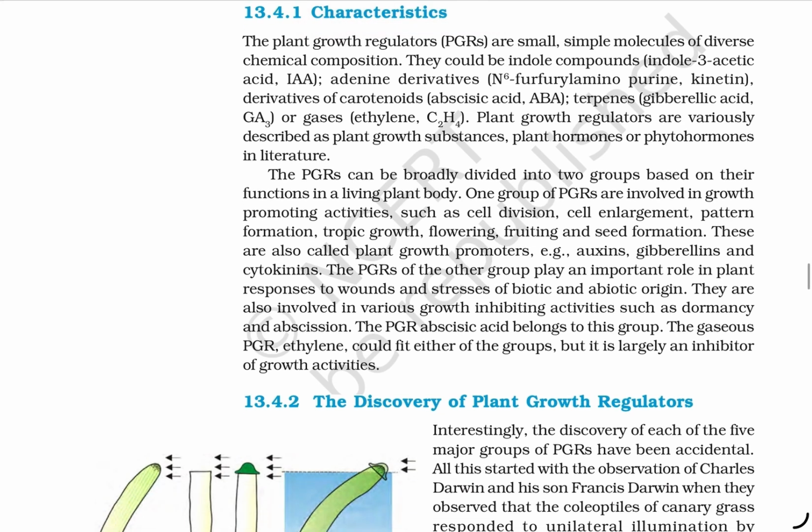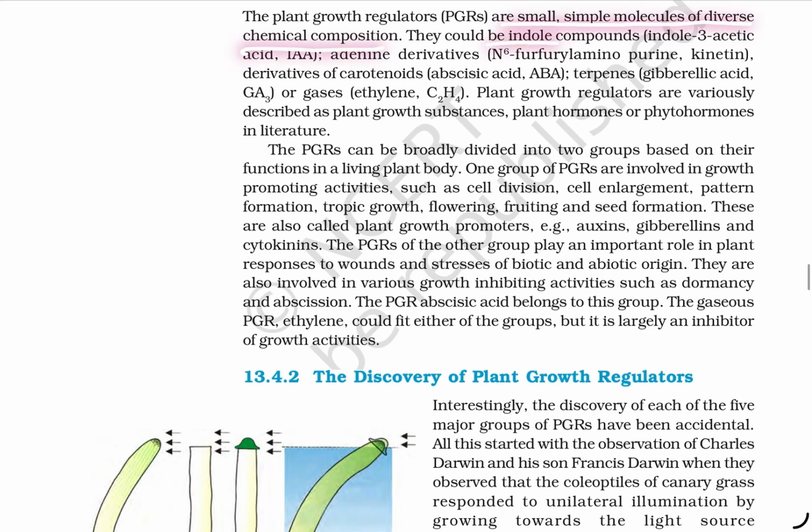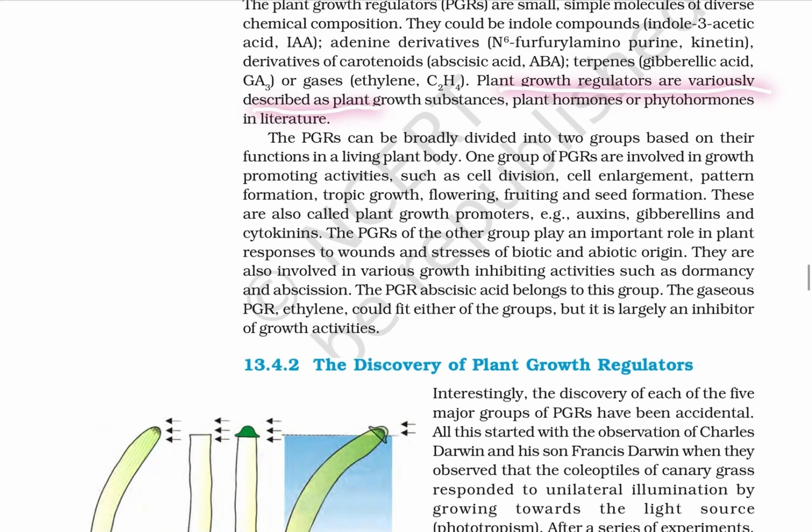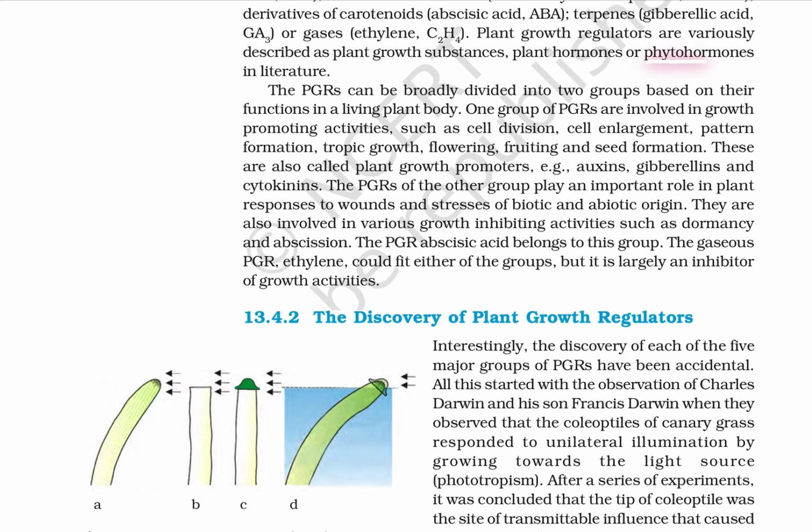Plant growth regulator characteristics. The plant growth regulators are small, simple molecules of diverse chemical compositions. They could be indole compounds, indole-3-acetic acid (IAA); adenine derivatives, N6-furfurylaminopurine, kinetin; derivatives of carotenoids, abscisic acid (ABA); terpenes, gibberellic acid (GA3); or gases, ethylene (C2H4). The plant growth regulators are variously described as plant growth substances, plant hormones, or phytohormones in the literature.